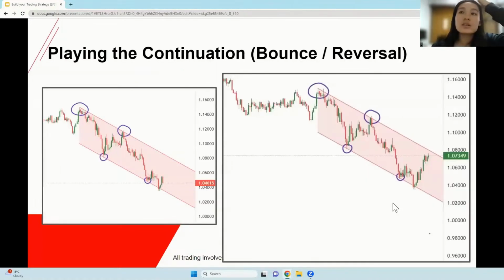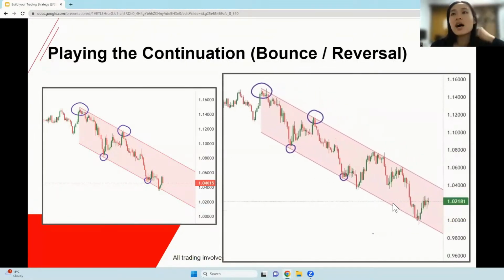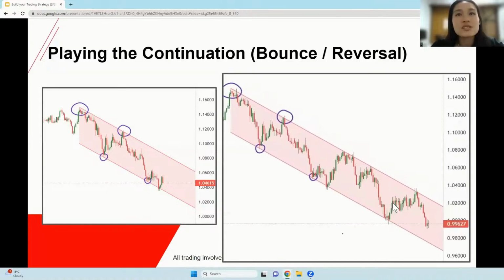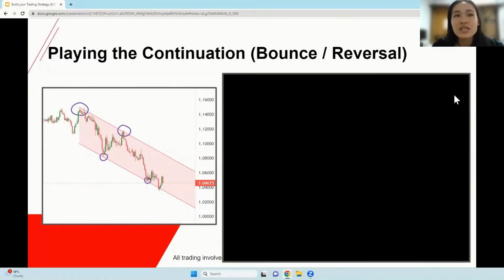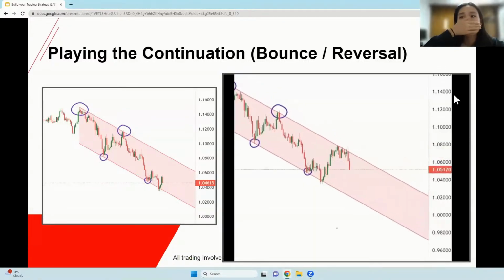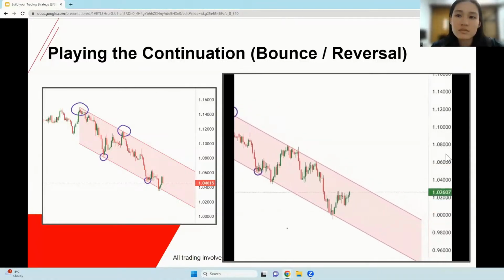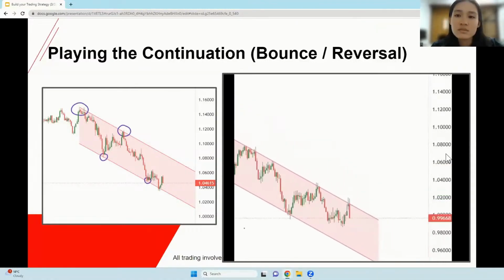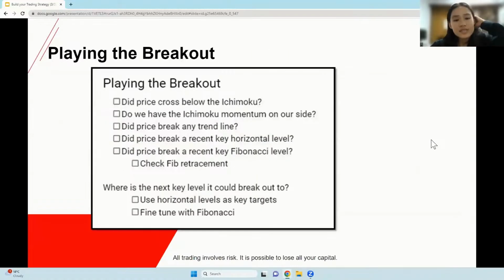Next, on the other side, we are also looking at a descending trend channel just in the opposite direction. So we also see it bounce off of the walls of the trend channel just in a downward trend.